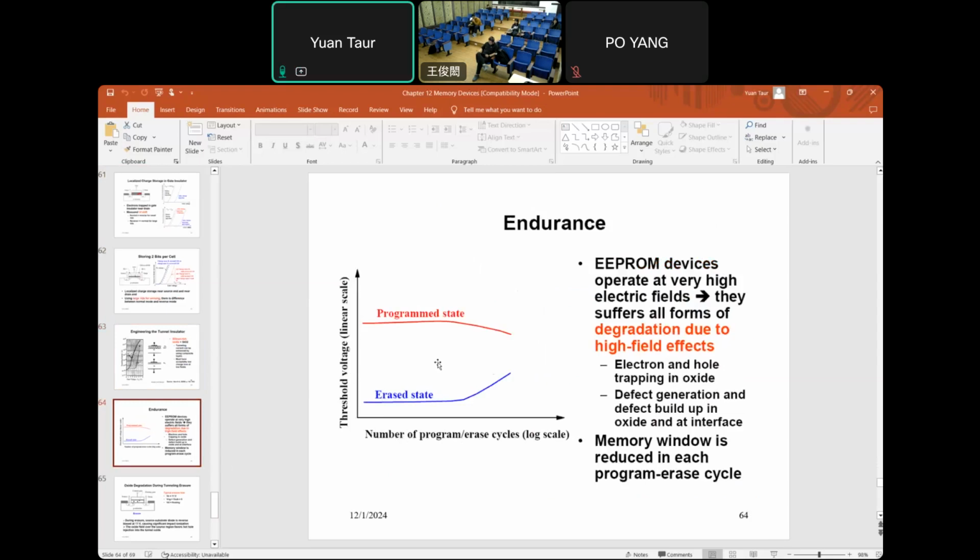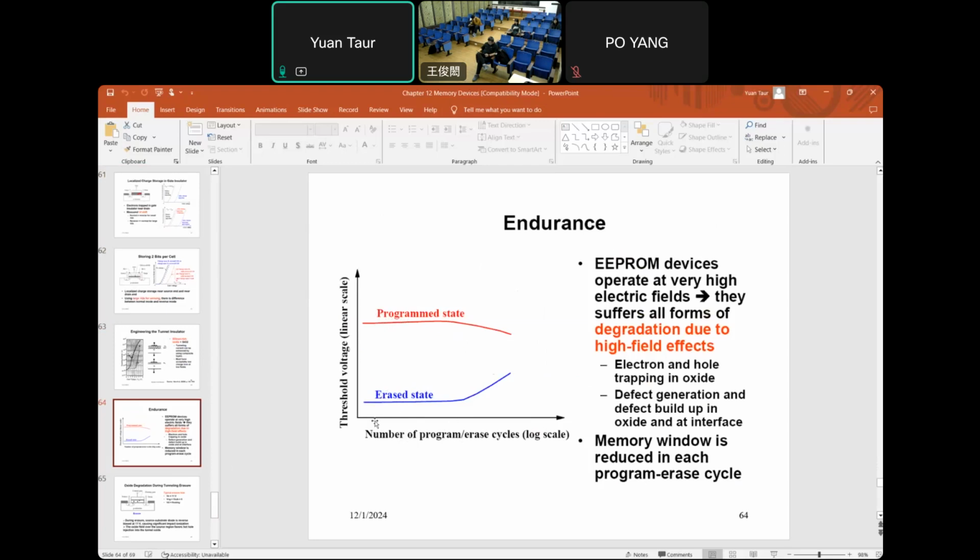Next is endurance. Okay, so this schematic shows the threshold voltage shift between no charge injection and charge injection. Erase means there's no charge. Red means there's a charge.